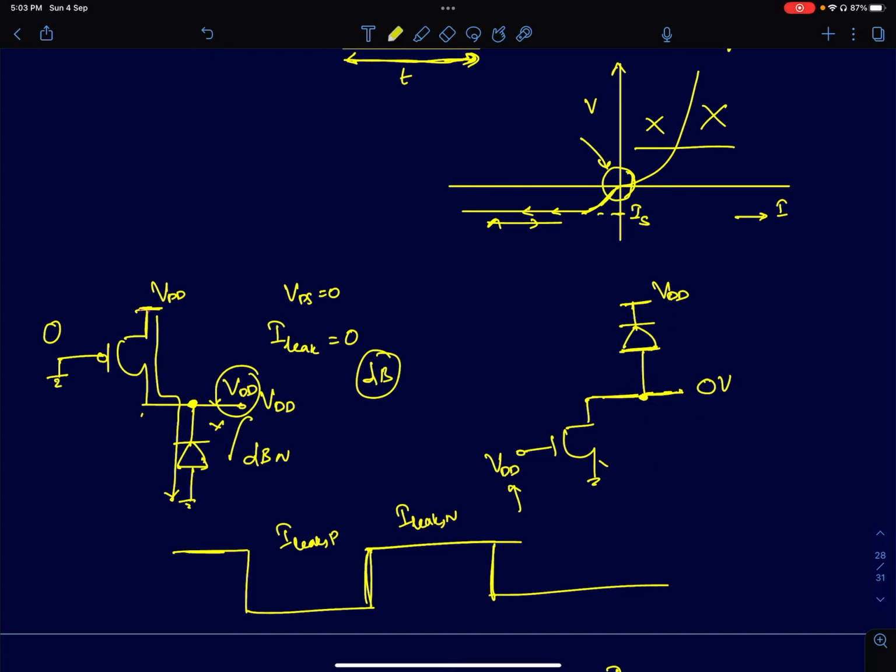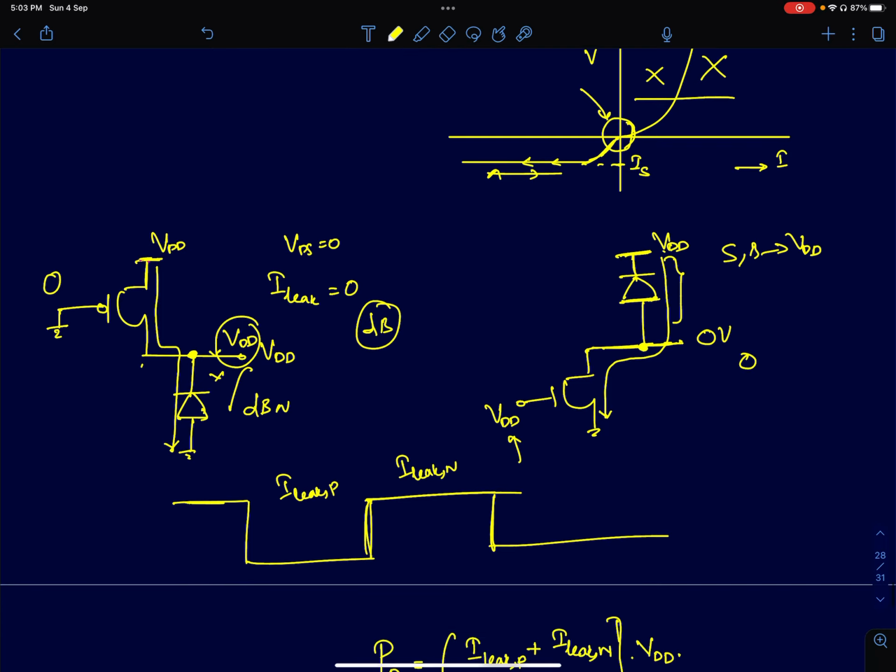But the diode of the PMOS device will see an entire VDD reverse voltage across it. So source and bulk are at VDD, and the drain is at 0 volts. So the drain to bulk voltage will be VDD. So you'll have a reverse saturation current flowing through the diode of this PMOS device.